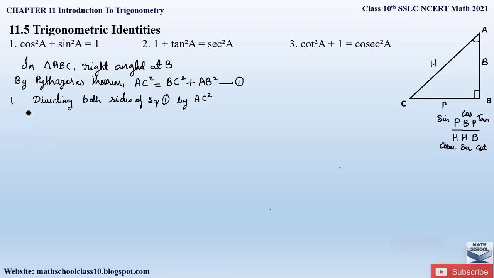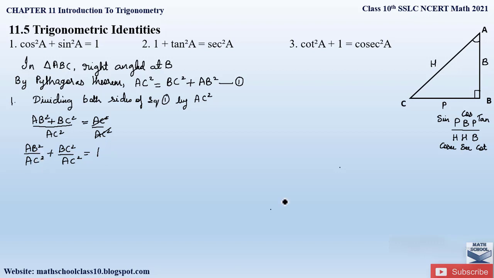Equation 1 can also be rewritten as AB square plus BC square is equal to AC square, right? So let us divide the whole equation on both left hand side by AC square and right hand side also by AC square. Here on the left hand side, let us separate the denominator and numerator, and we can write it as AB square divided by AC square plus BC square divided by AC square. On the right hand side, this AC square and AC square will get cancelled and we will be left with 1.